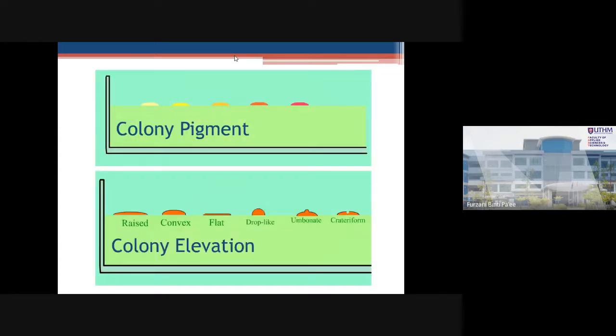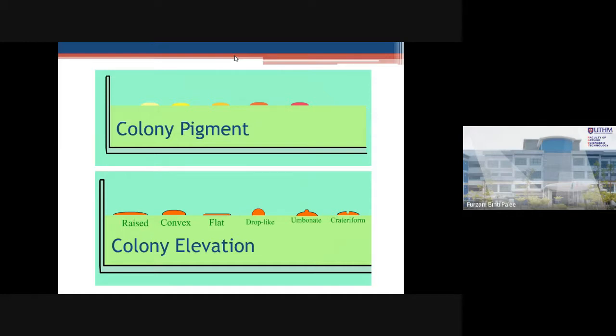Colony pigment is on the color. We can see that, and I know that you have experiences in the lab as well. Some of you have successfully grown bacteria from different sources and with different colors. Some of them are yellow, some of them red, some of them orange. So these different colony pigments can be categorized into different types of bacteria.